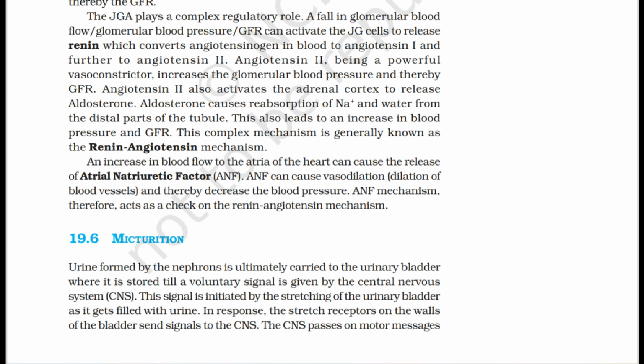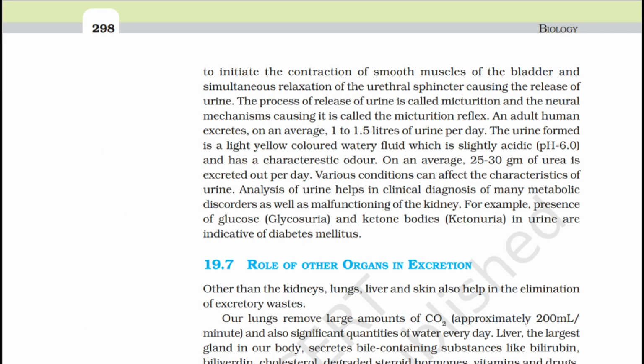The CNS passes on motor messages to initiate the contraction of smooth muscles of the bladder and simultaneous relaxation of the urethral sphincter, causing the release of urine. The process of release of urine is called micturition, and the neural mechanisms causing it is called the micturition reflex. An adult human excretes, on an average, 1 to 1.5 liters of urine per day.